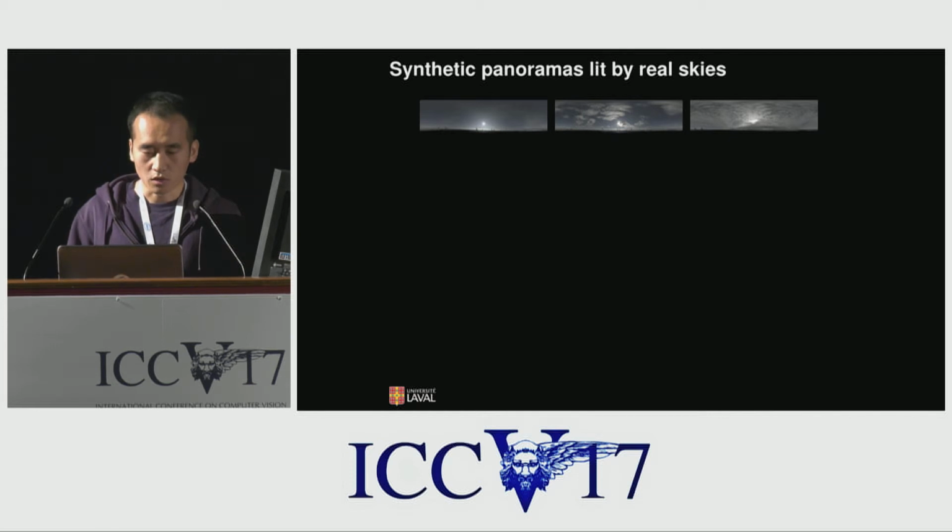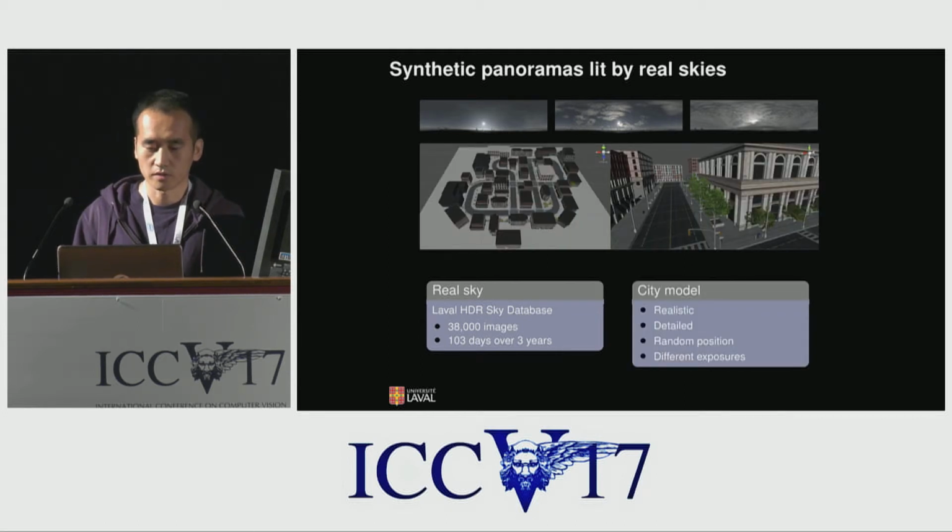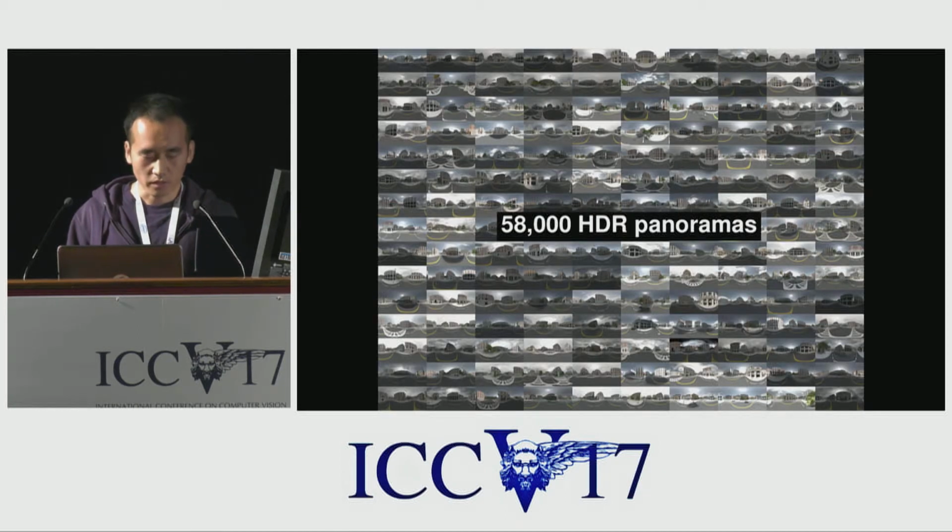In order to train our network, we generate a large dataset of synthetic panoramas lit by real skies. Here are 3 examples from the Laval HDR sky database, which captures real HDR sky images over 3 years. Then we use those sky images to render a large city model. Finally, we got around 58,000 HDR panoramas. Then we generate LDR HDR pairs, then we can train our network.